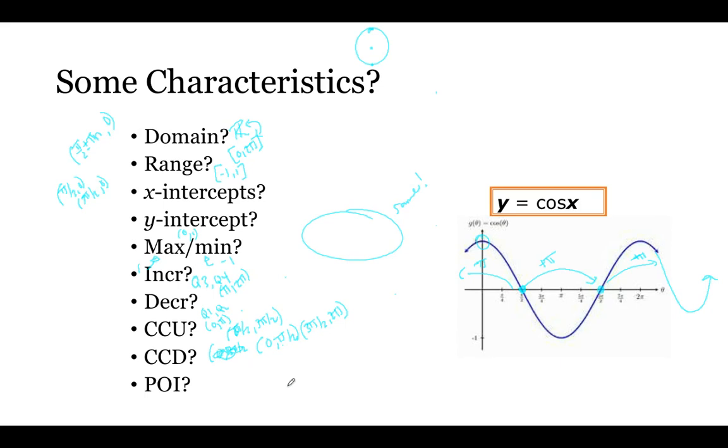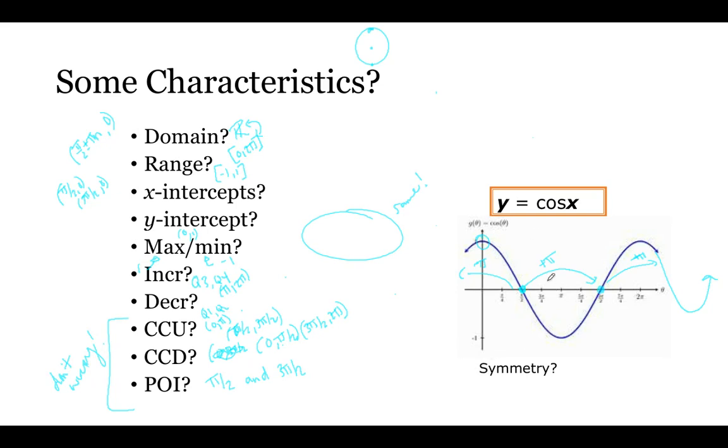Which means that in this case, I have a point of inflection at pi over 2 and at 3 pi over 2. I would not worry about this information at all.